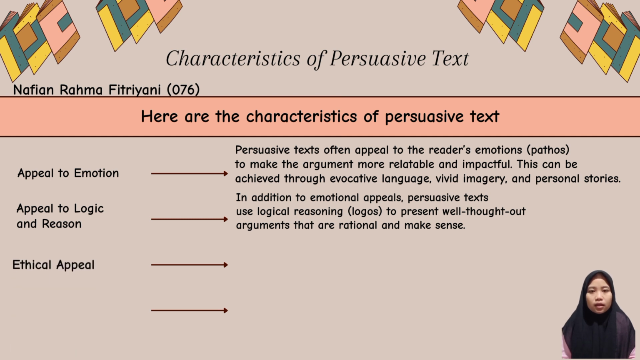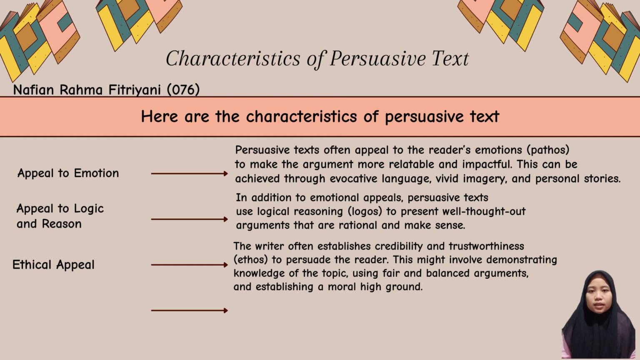Seventh, ethical appeal. The writer often establishes credibility and trustworthiness, ethos, to persuade the reader. This might involve demonstrating knowledge of the topic, using fair and balanced arguments, and establishing a moral high ground.